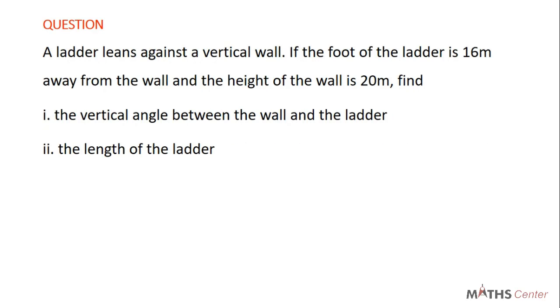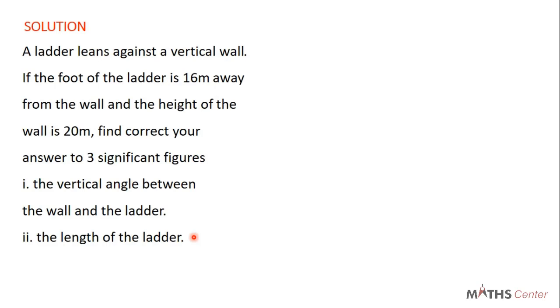The question for this video is: a ladder leans against a vertical wall. If the foot of the ladder is 16 meters away from the wall and the height of the wall is 20 meters, find I, the vertical angle between the wall and the ladder, II, the length of the ladder. So in this question, a diagram was not given to us, so we have to draw the diagram ourselves.